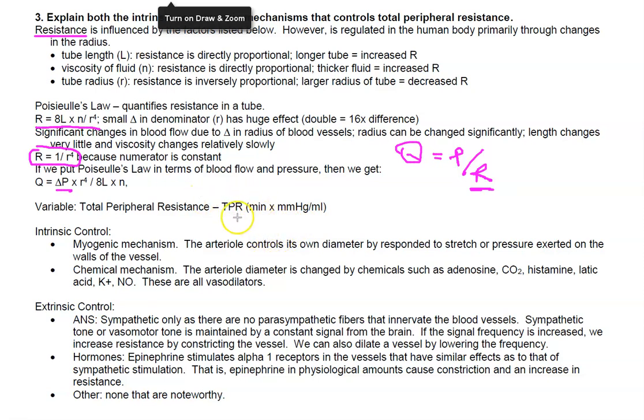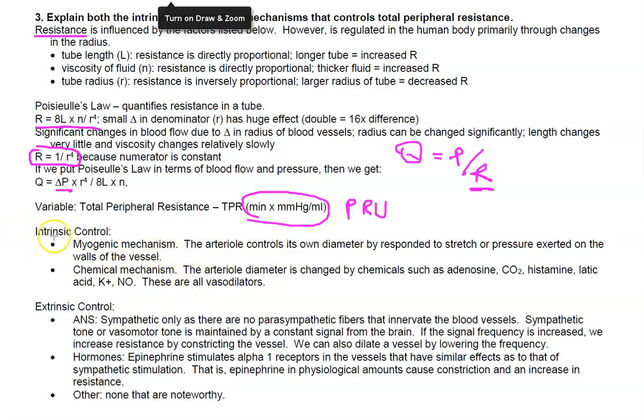So for TPR, total peripheral resistance, it has units of minutes times millimeters of mercury times ml. So they're kind of weird units. They're often called PRU, or peripheral resistance units. That's what it stands for. PRU, peripheral resistance units. And they're kind of strange, but they allow the mean arterial pressure equation to work.